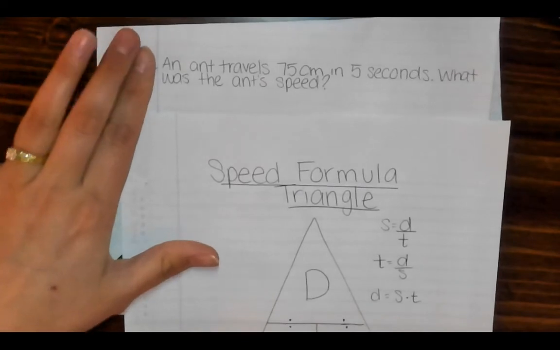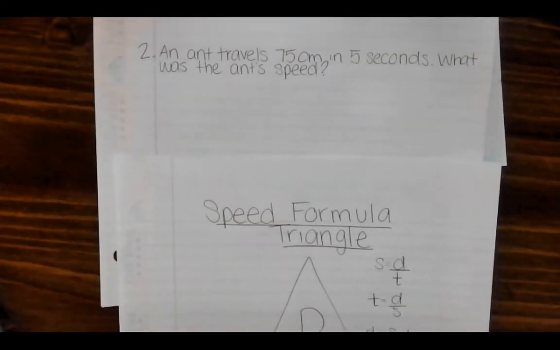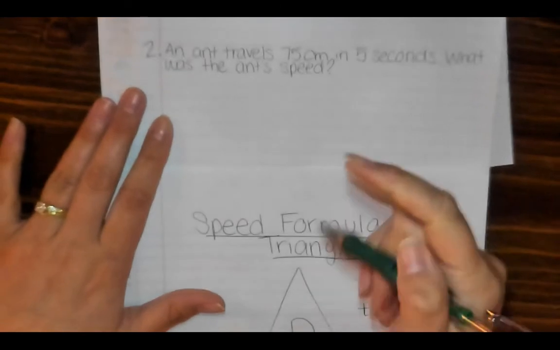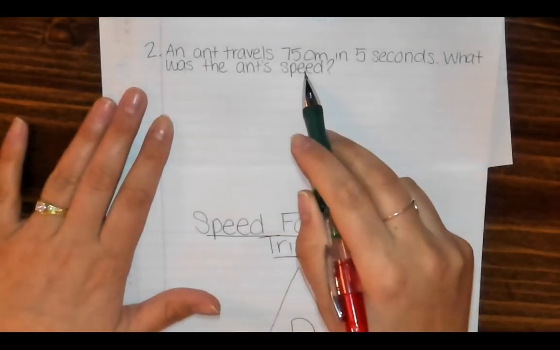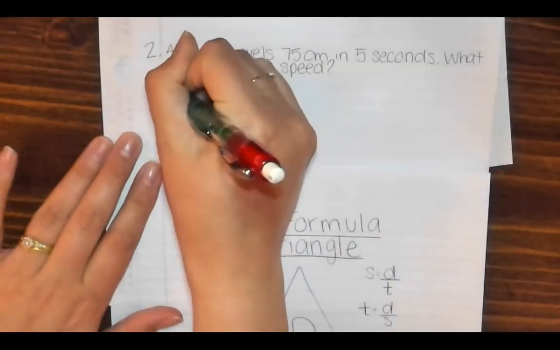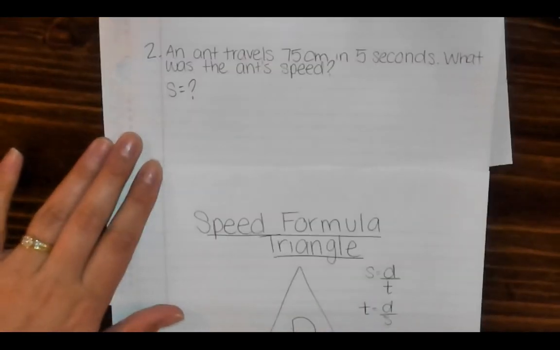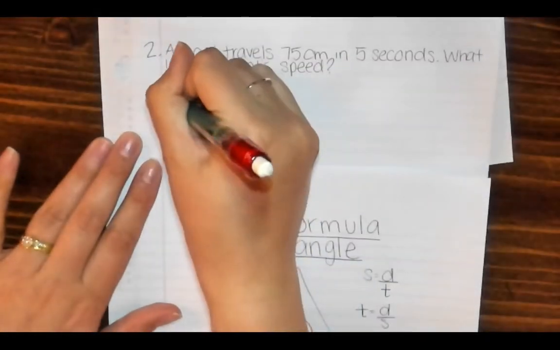Okay, our second question is, an ant travels 75 centimeters in 5 seconds. What was the ant's speed? So let's dissect what we're looking for. It says, what was the ant's speed? So that's what we're looking for. We're looking for speed, so S is our unknown variable. That means we have D and T. We just got to figure out what that is.